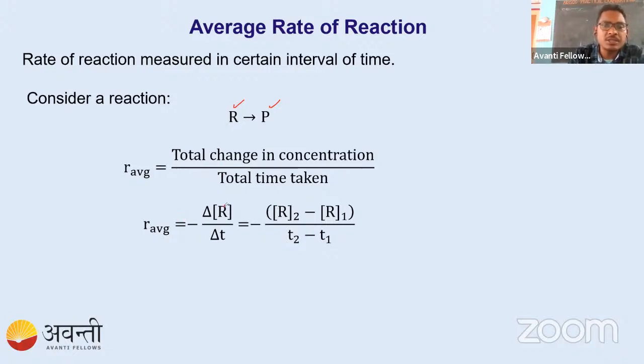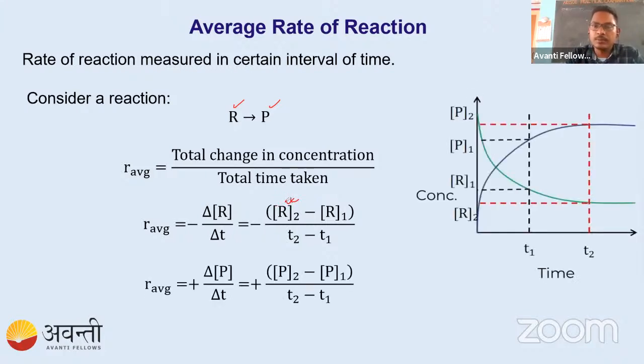After that, what is the change of R? Finally, its value is R2. You have seen this from the graph. Okay, the final value is R2 at T2. The initial value is R1 at T1. So what is the change? We can write it like this. So what is the rate of the reaction? Always you will get positive.